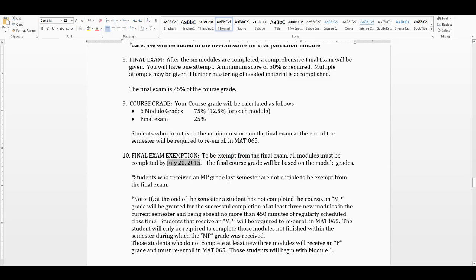The only people that are not eligible for this exemption are the ones that had an MP last semester and you are not beginning, or you're beginning at module 4 or 5 or 6 depending on the class. So if you had an MP last semester, you are required to take the final exam. If you completed modules last semester because you finished the class early, you are still exempt from the final exam. Only the people that receive an MP are not exempt from the final exam. In other words, you must take the final exam.